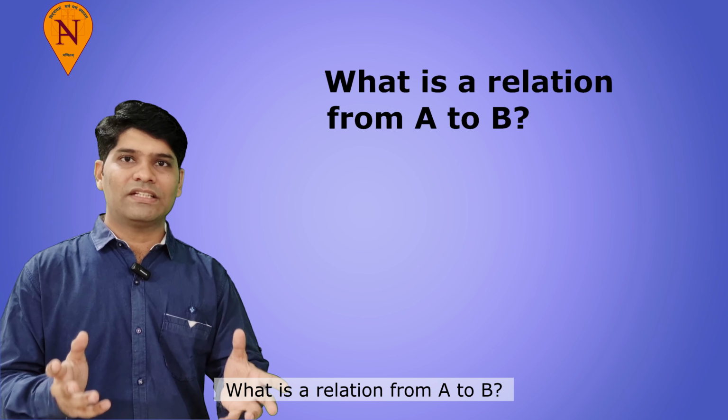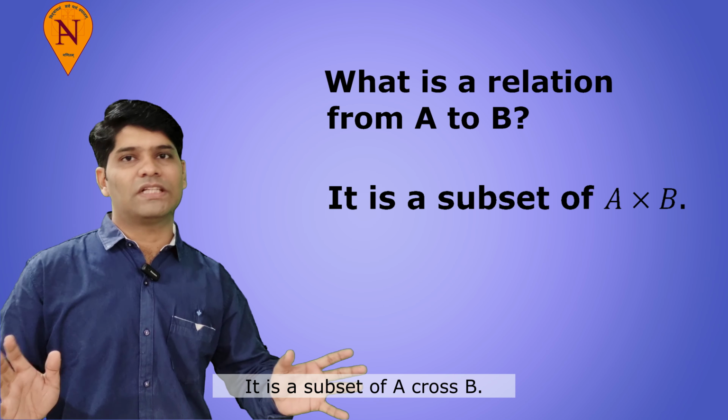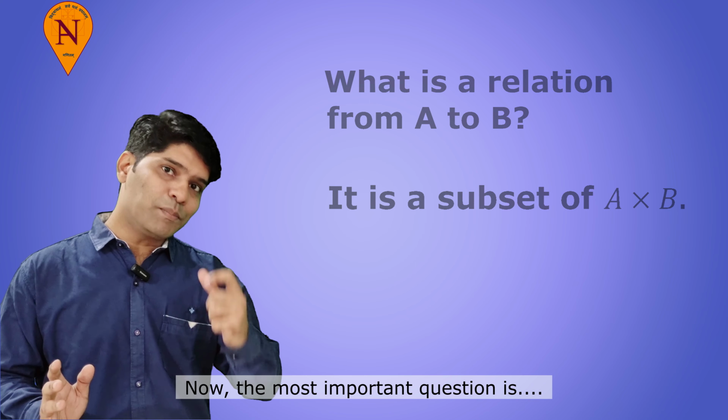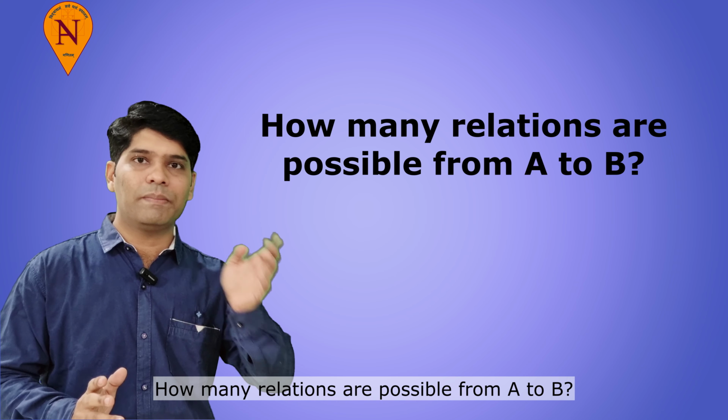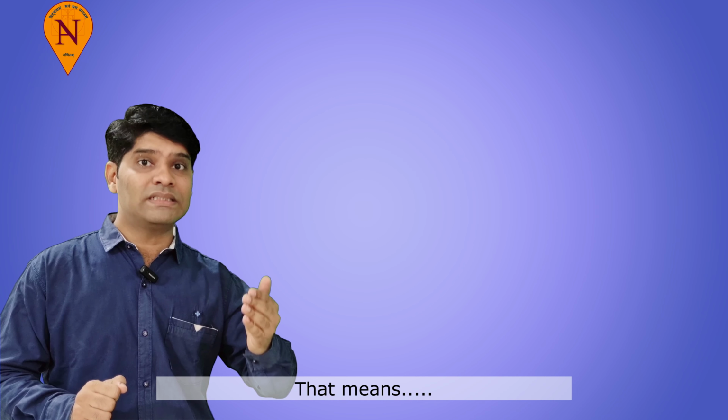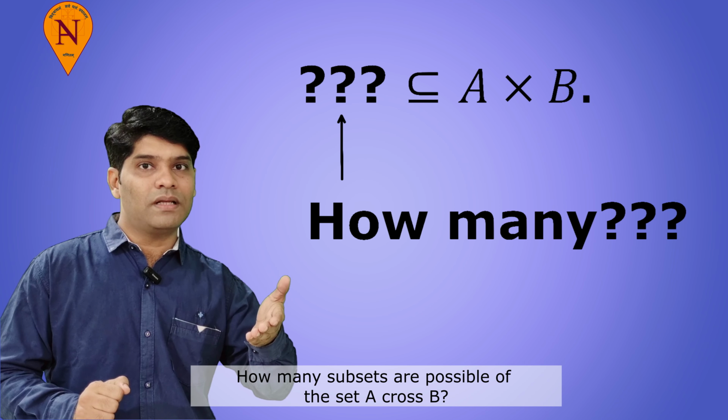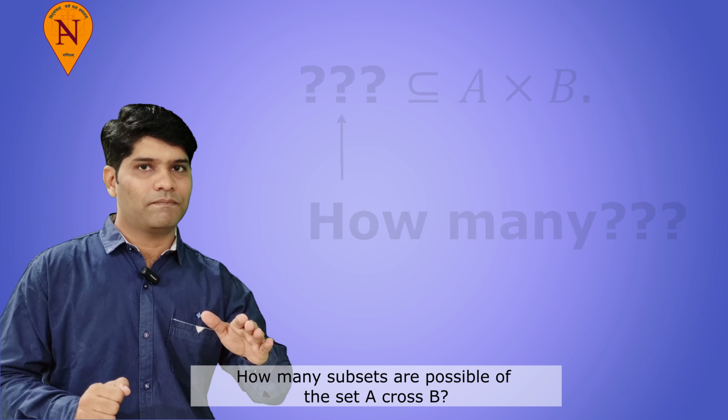Okay. So what is the relation from A to B? It is a subset of A cross B. Now the most important question is, how many relations are possible from a set A to set B? That means how many subsets are possible of the set A cross B?